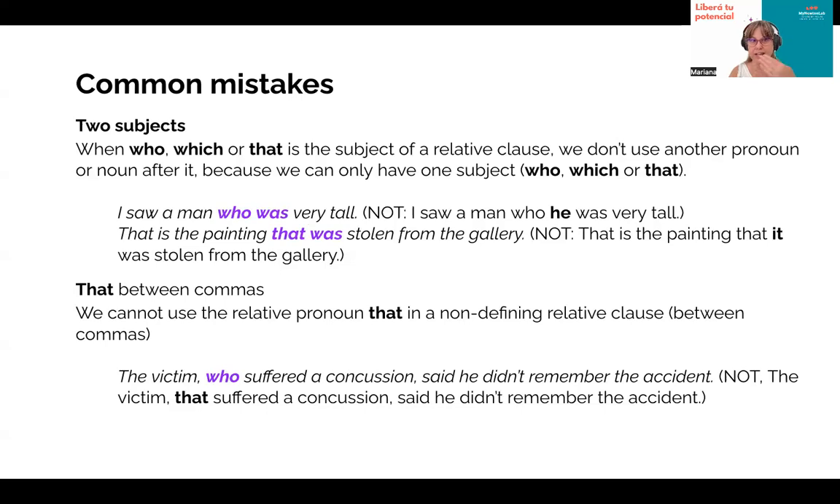Students repeat like the double subject, the two subjects. That is the painting that was stolen from the gallery, ¿ok? Entonces, acá lo que podemos ver es que no podemos omitir el relative pronoun porque funciona como sujeto y tampoco podemos ponerle un doble sujeto, ¿sí? Entonces, un solo sujeto, que en este caso es el relative pronoun. Y luego veamos qué sucede cuando el that está entre comas. El that, como ya dijimos, entre comas no se puede poner. Entonces, ¿qué sucede? Lo que tenemos que hacer es mantener o el who o el which, ¿ok? So, that in commas, never.